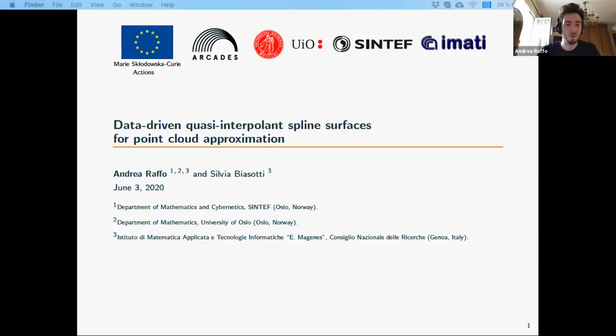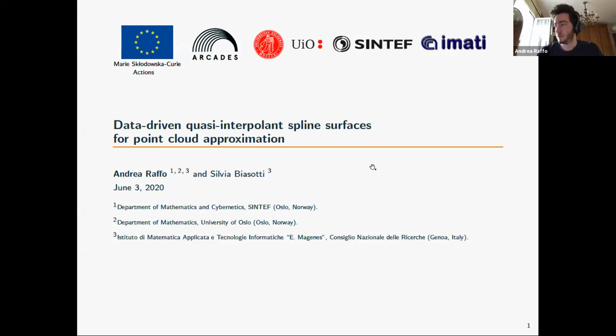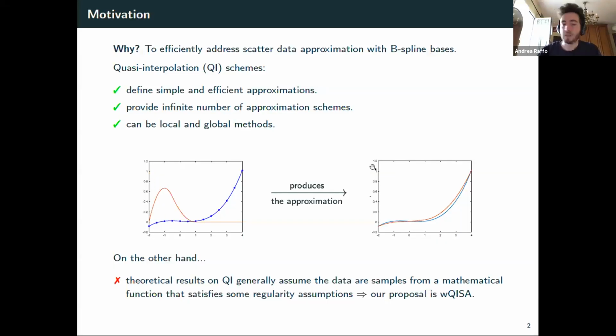Okay, so thanks for the introduction and for being here today. I'm going to present a novel quasi-interpolant spline approximation, which has been specifically designed to deal with perturbed data. First of all, why and what is quasi-interpolation? There are different definitions in the literature. We consider here methods that are defined as a linear combination of B-splines.